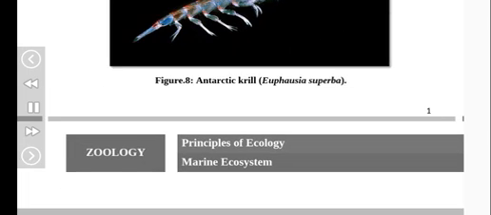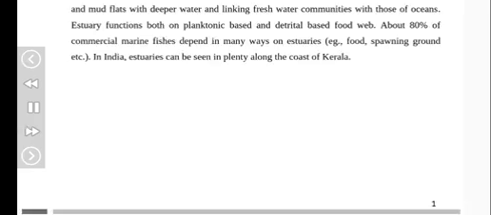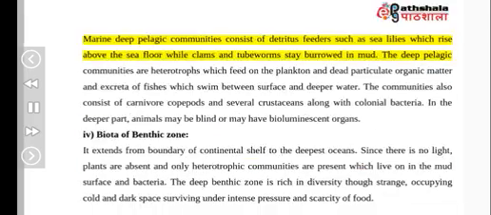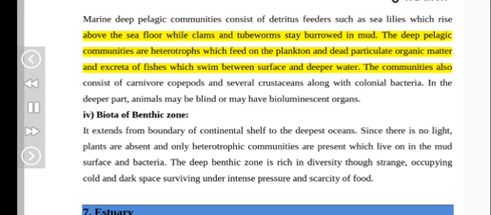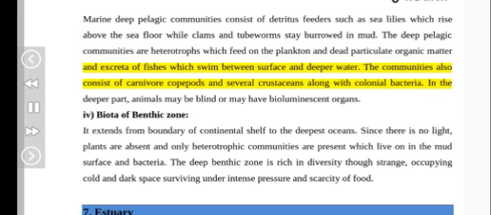Marine deep pelagic communities consist of detritus feeders such as sea lilies which rise above the sea floor, while clams and tubeworms stay burrowed in mud. The deep pelagic communities are heterotrophs which feed on the plankton and dead particulate organic matter and excreta of fishes which swim between surface and deeper water. The communities also consist of carnivore copepods and several crustaceans along with colonial bacteria. In the deeper part, animals may be blind or may have bioluminescent organs.